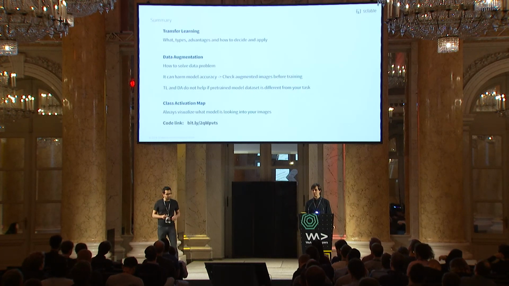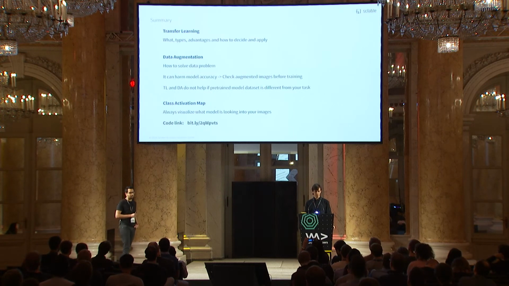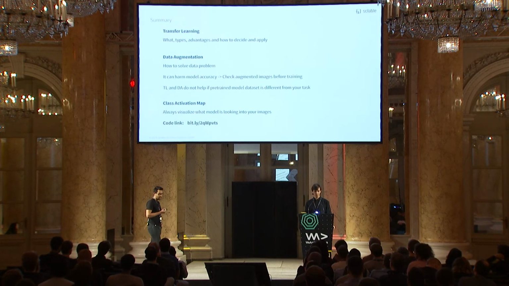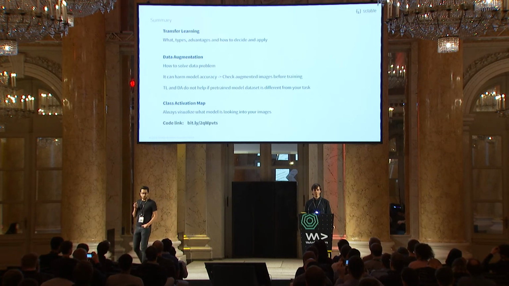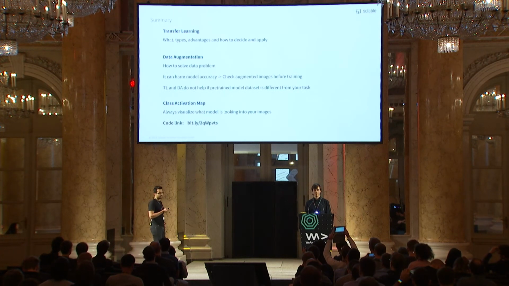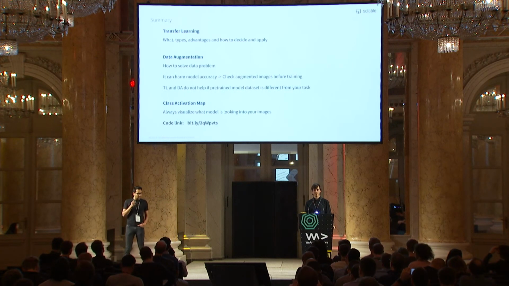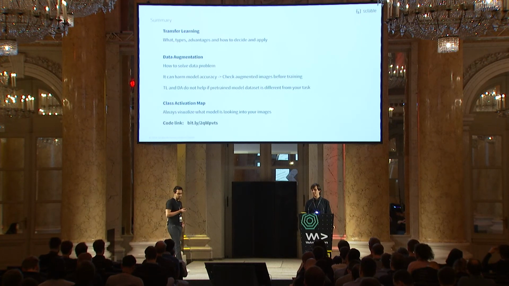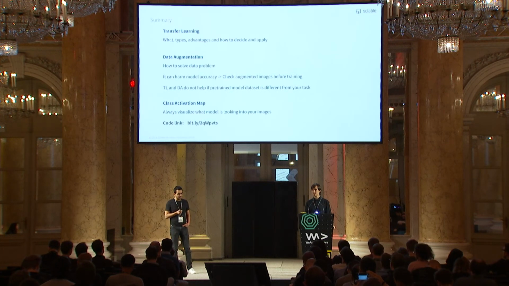So as a summary of what we have seen: a quick overview about transfer learning, the different kinds, why we use transfer learning, and how to decide. Then we saw an example where, because of too little data, we could not achieve a reasonable accuracy, so we used data augmentation to overcome this problem. However, when we don't see the augmented images, it harms our model accuracy.